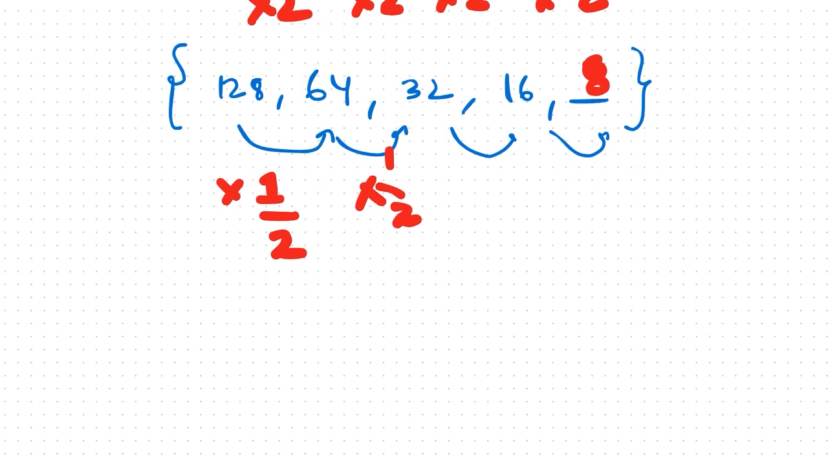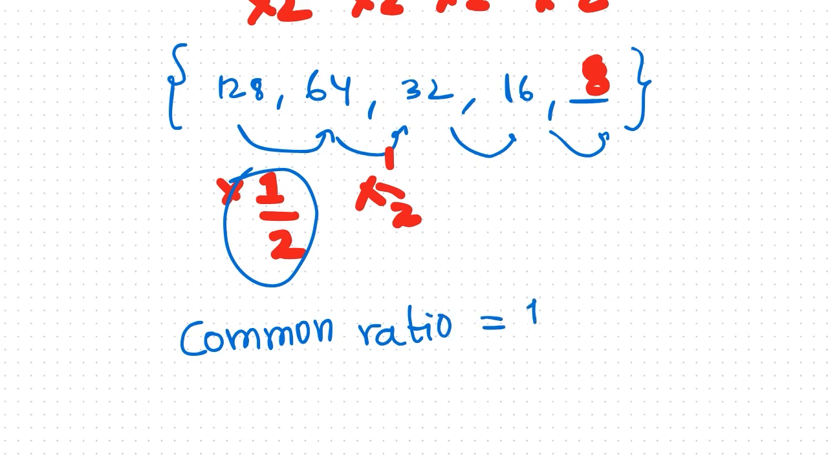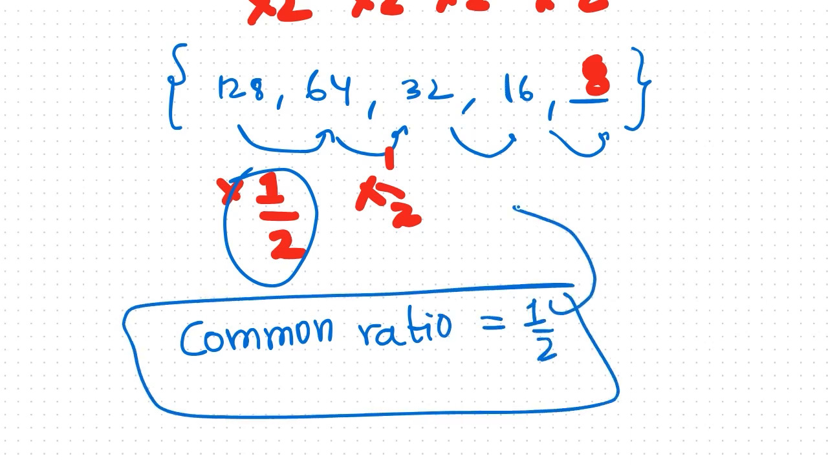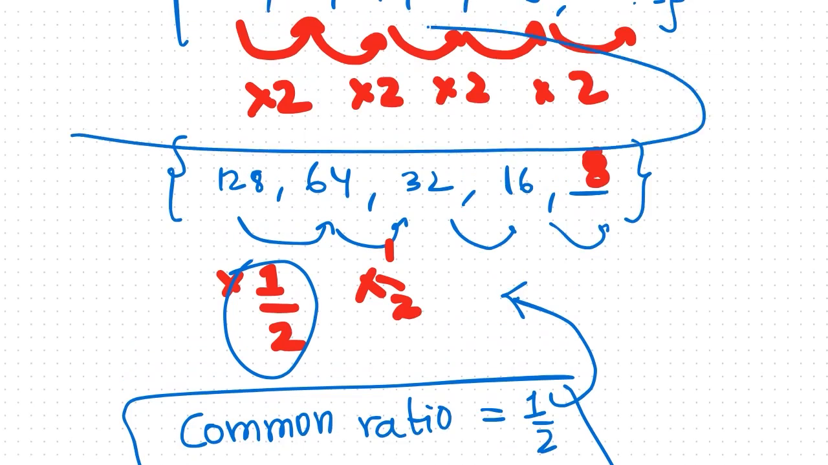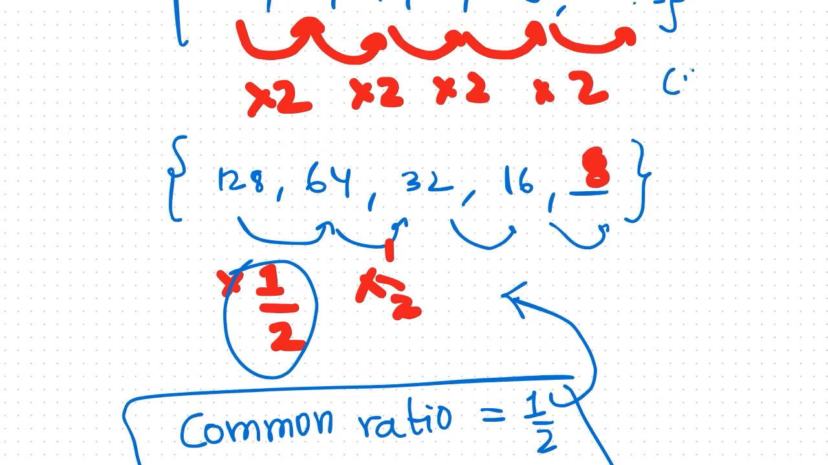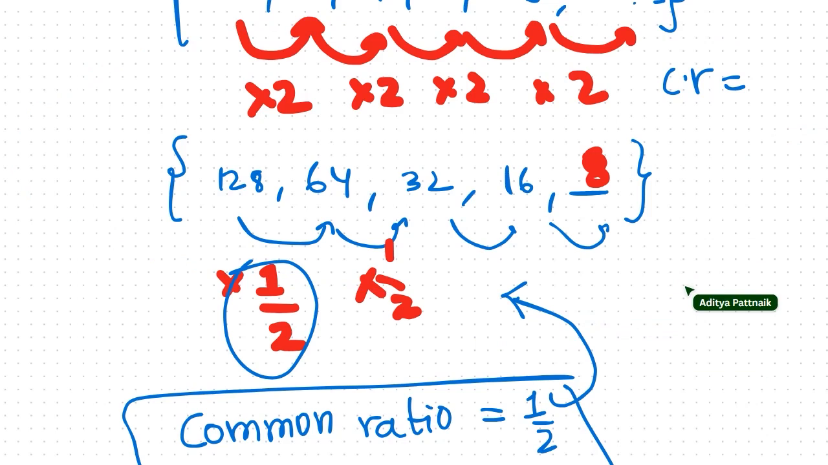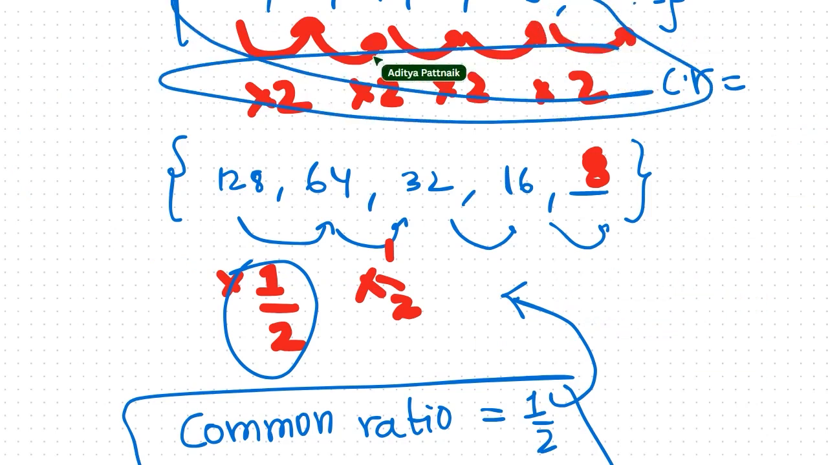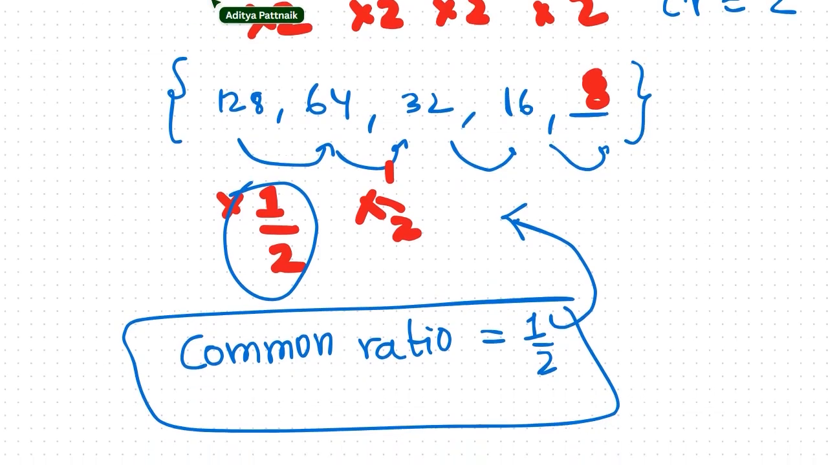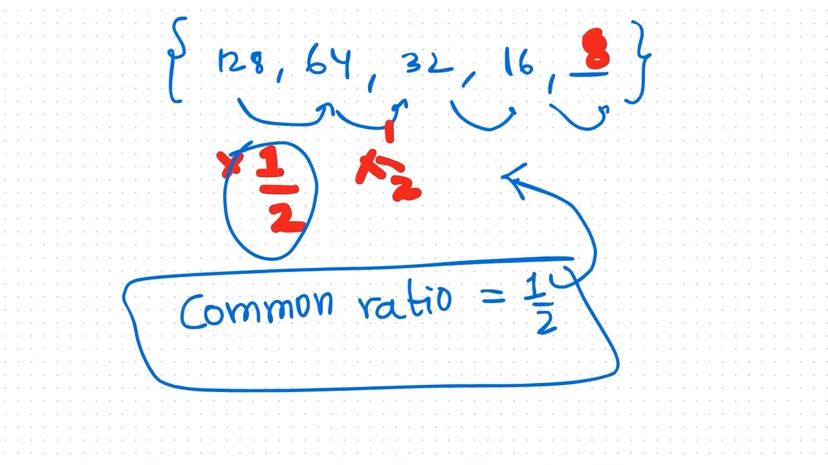When the successive terms are related by a common number, this half is called the common ratio. So this ratio is common throughout. For the above sequence, the common ratio is half. For this sequence, the common ratio is 2. So the common ratio can be obtained by the ratio of successive terms.